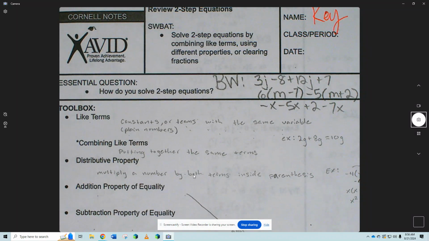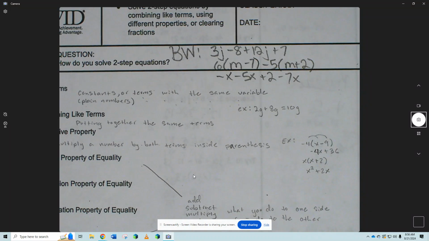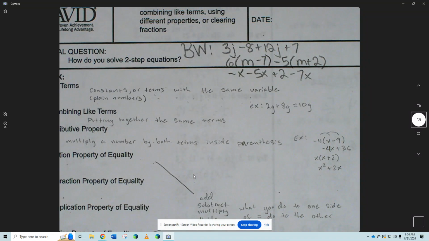So negative 4 times the quantity x minus 9. The negative 4 gets multiplied by x, and the negative 4 gets multiplied by negative 9. Here's another one. X times the quantity x plus 2. X gets multiplied by x, and x gets multiplied by 2. X squared plus 2x.